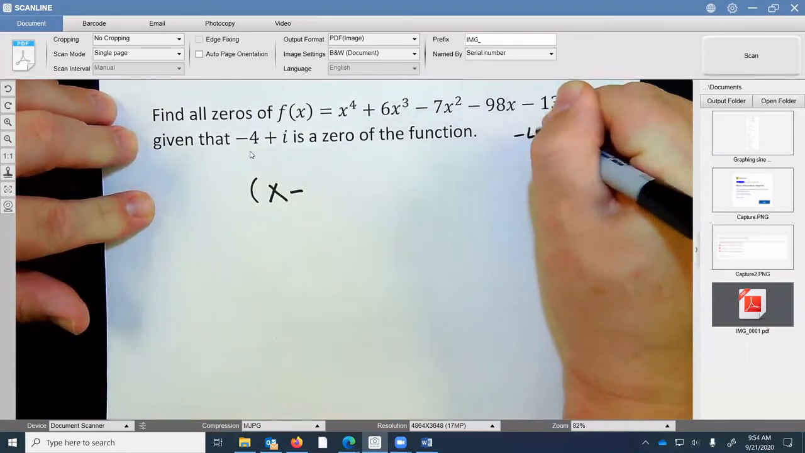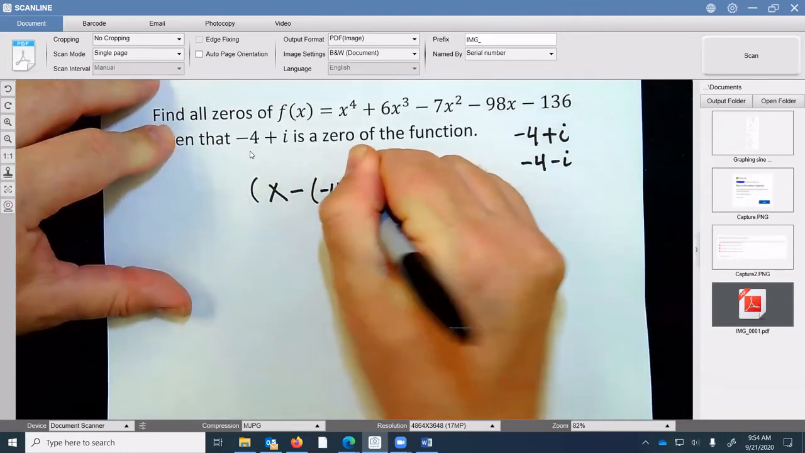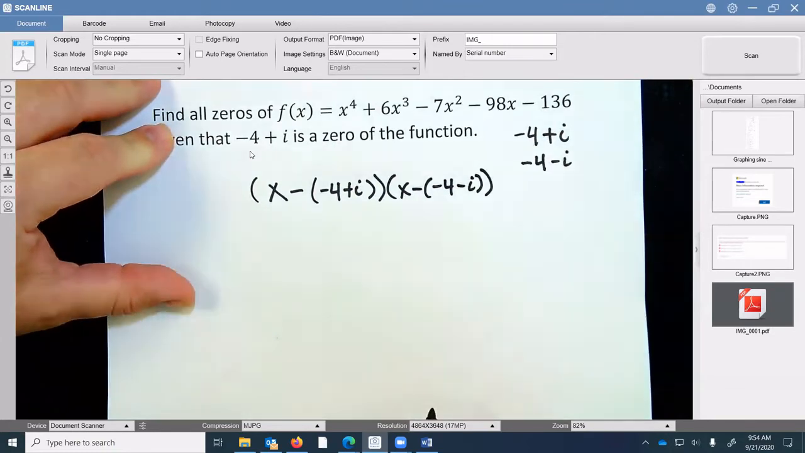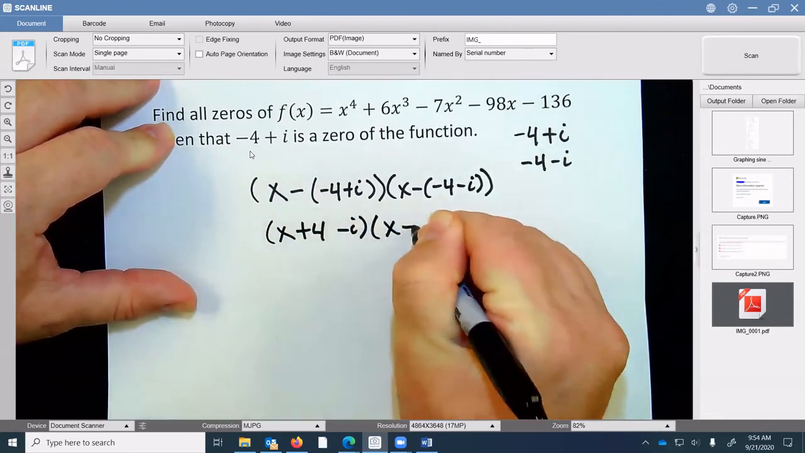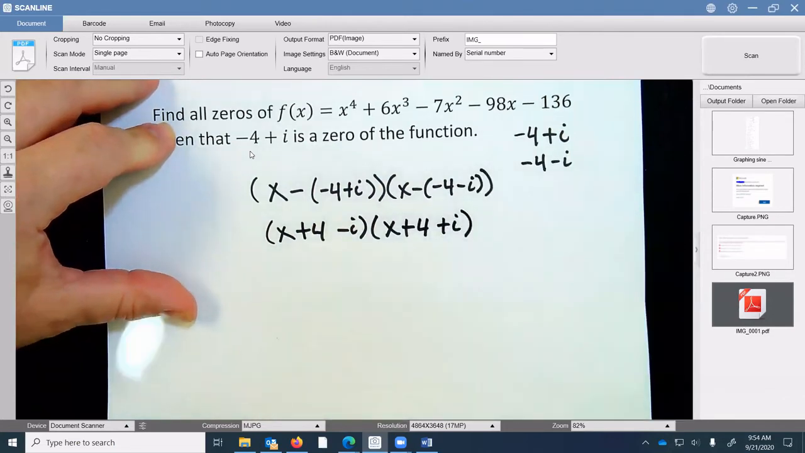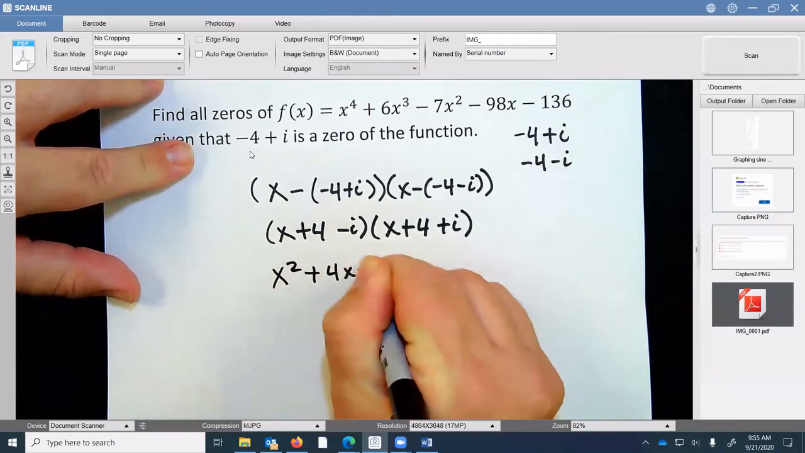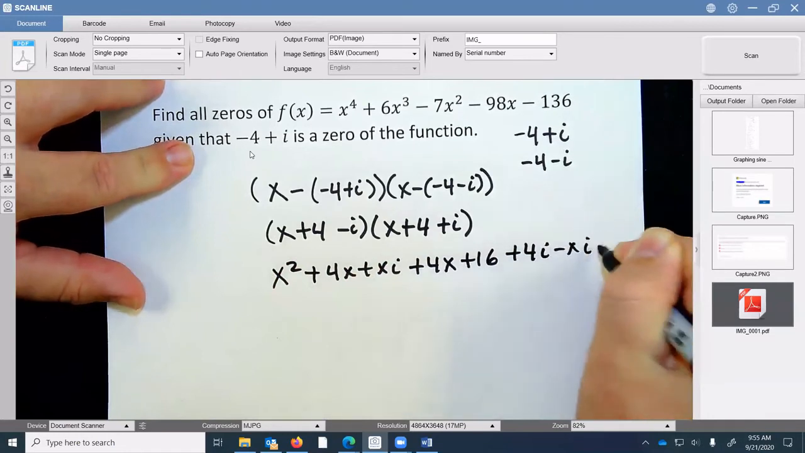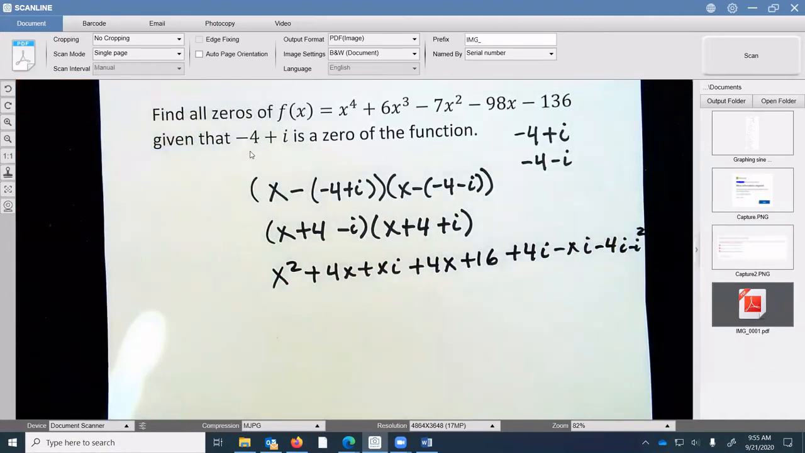So if negative 4 plus i and negative 4 minus i are two of my zeros, distribute x plus 4 minus i, x plus 4 plus i. Do the exact same thing, multiply it out: x squared plus 4x plus xi plus 4x plus 16 plus 4i minus xi minus 4i minus i squared. It's the same way. I just multiply the two polynomials together.